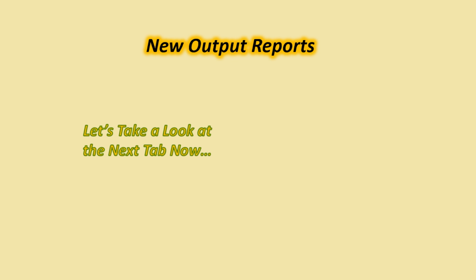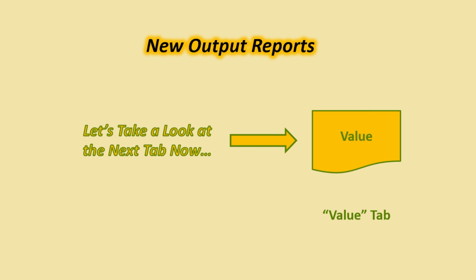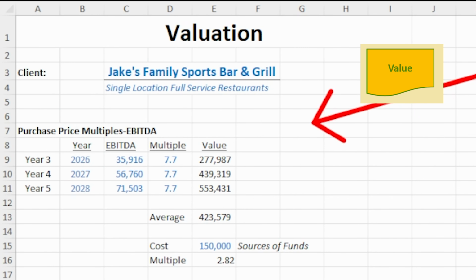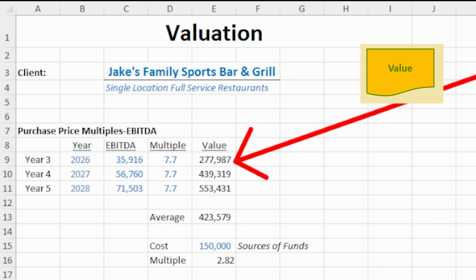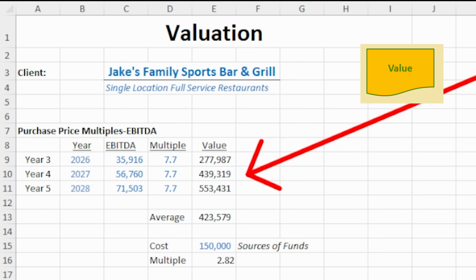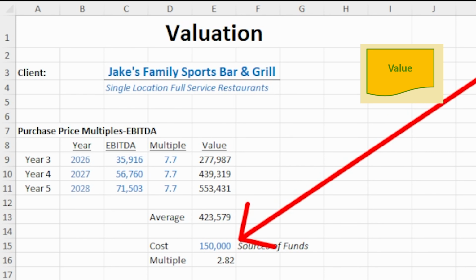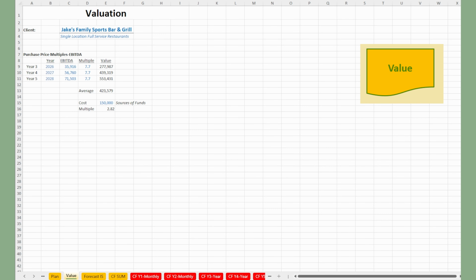Let's look at the next tab now, the Value tab. Here you can see a range of value for the company. In year 3, using a 7.7 multiple, the company has a value of $278,000. In year 4, it goes up to $440,000, and by year 5, it's at $553,000. The original cost for the owner was $150,000.